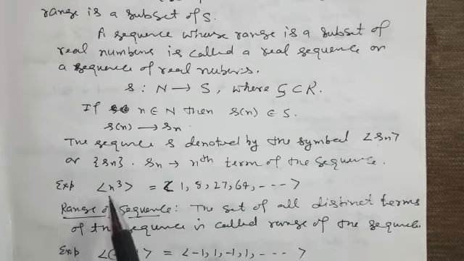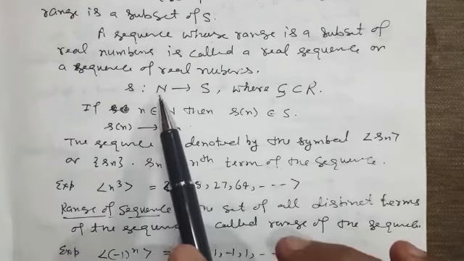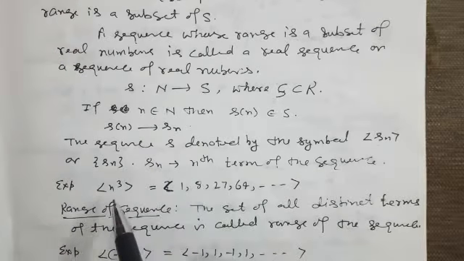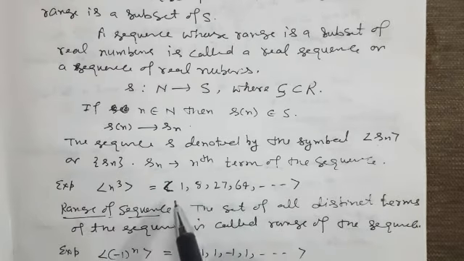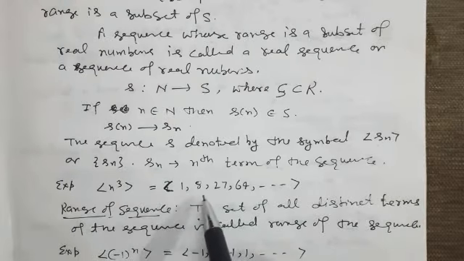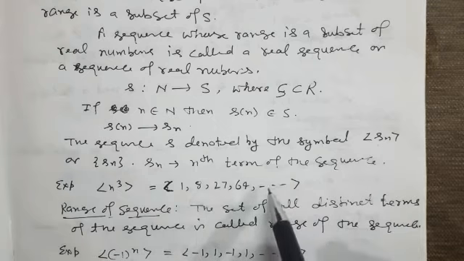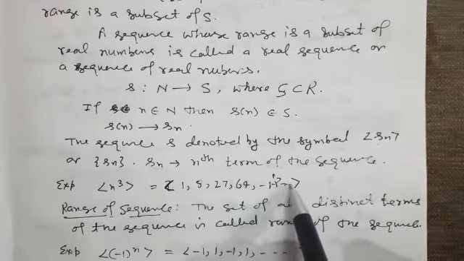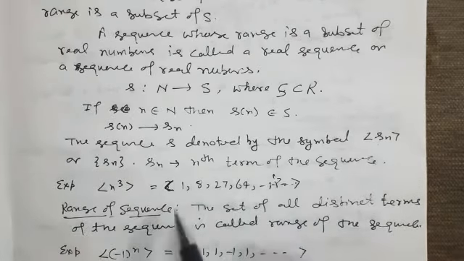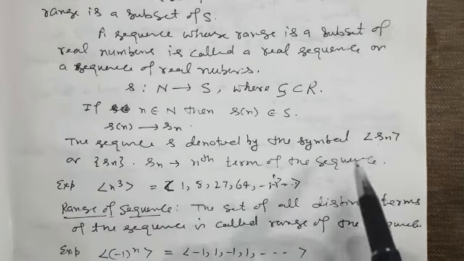For example, this is the sequence n cube, where n belongs to capital N. It means we put n equal to 1, 2, 3, 4 and so on. So the expanded form of the sequence is 1, 8, 27, and n cube is the nth term of the sequence.